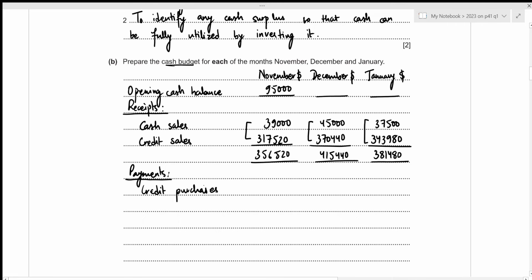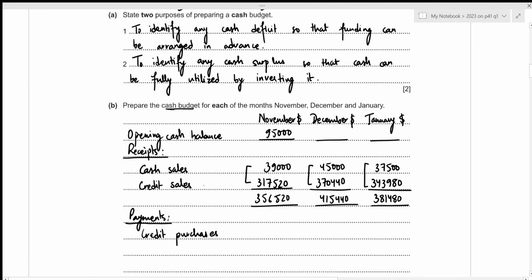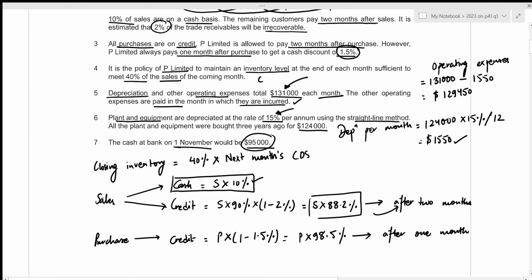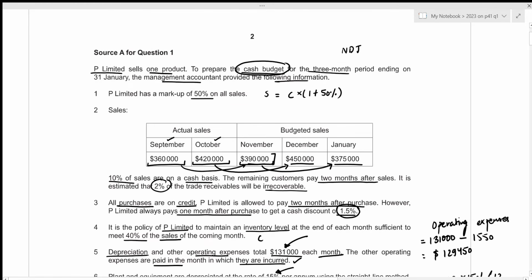But we still have to figure out the amount that we would pay for these credit purchases, because no information regarding purchases were given. We were only told that we had a markup of 50%. And remember, this question is based on values rather than the units, so it might be a bit tricky, but the format will be the same.